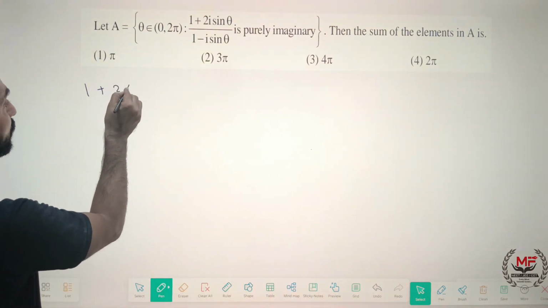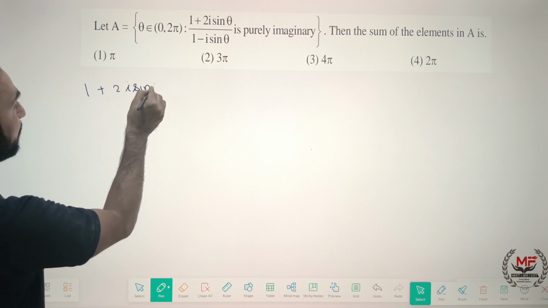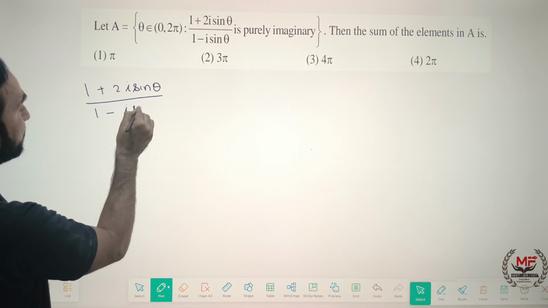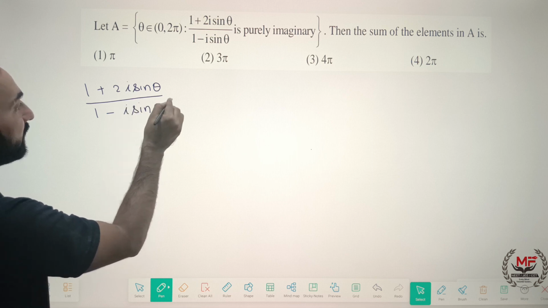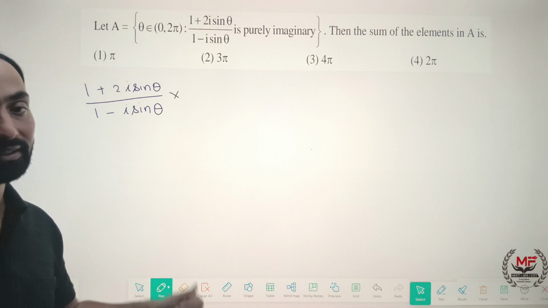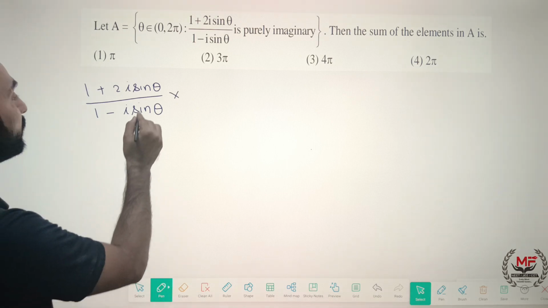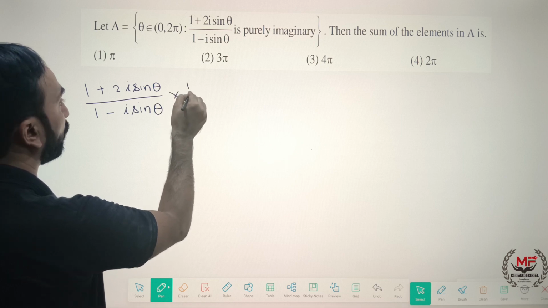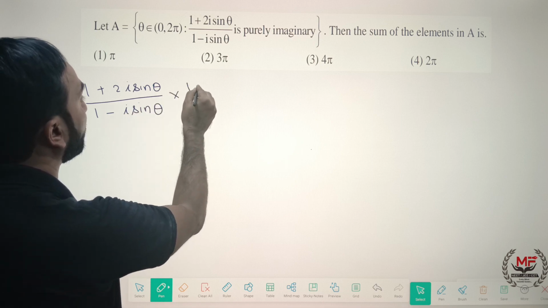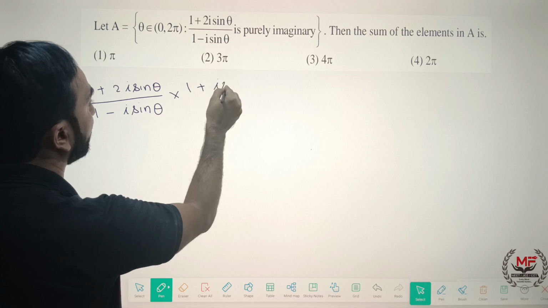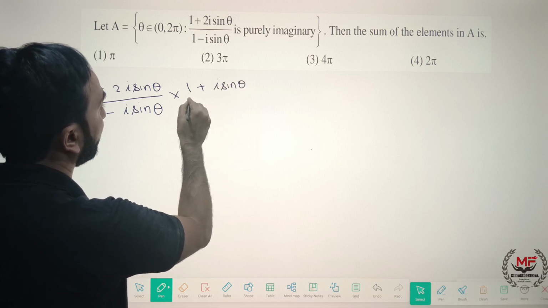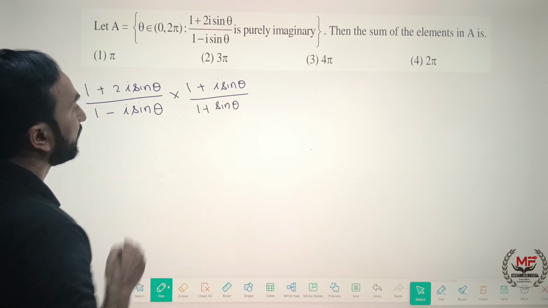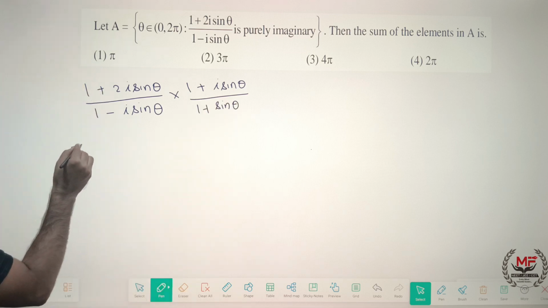(1 plus 2i sin theta) divided by (1 minus i sin theta), and we will rationalize it. In the process of rationalization, we multiply by the conjugate, changing the sign of the denominator. So when we change the sign of the denominator, we get 1 plus i sin theta, in both the numerator and the denominator. Right, so now we will multiply it.